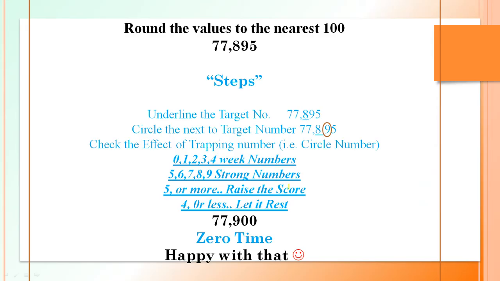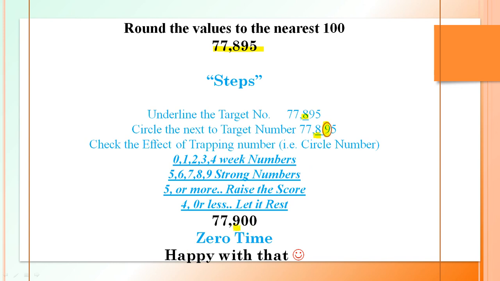Check your understanding. Let's suppose your number is this. Round it to the nearest 100. So keep the steps in your mind. Underline the 100 place. Trap the next digit. 9 is my strong number. It will raise the score. So the underlined digit 8 will become 9 due to the 9. This is a strong number and it will raise the score, and 8 becomes 9.